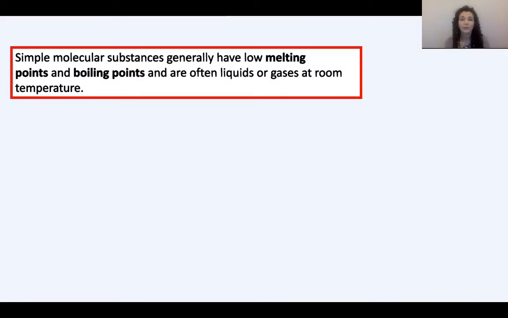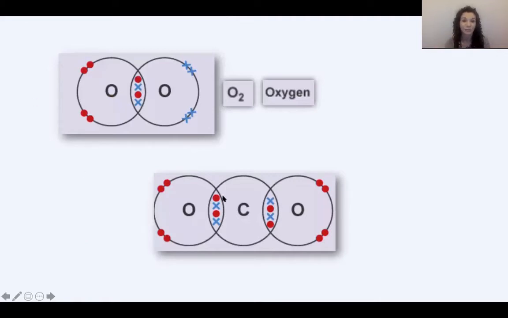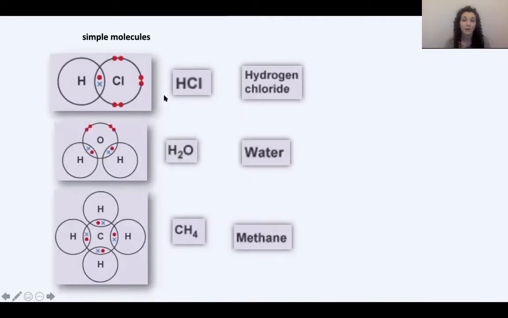Okay, so if we go back and look at these simple molecular substances, these simple covalent substances, all of these we can see are liquid or gas at room temperature. So oxygen's a gas. It's a gas in our atmosphere that we need to carry out respiration. Carbon dioxide is a gas. That's the gas that we exhale from our lungs. Hydrogen chloride, water are liquids. And methane is a gas. That's the gas that comes out of the Bunsen burner. So that's the gas that comes out of the gas tap and into the Bunsen burner.